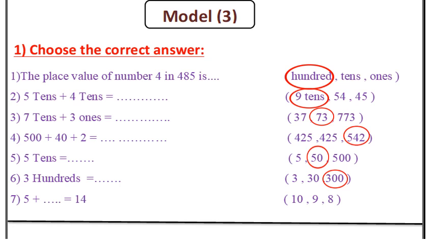5 plus what equal 14? Let's count from the small number to the big number. The small number is 5 and the big number is 14. So count after 5 to reach 14. After 5, 6, 7, 8, 9, 10, 11, 12, 13, 14. How many fingers do you have? 9. Excellent.